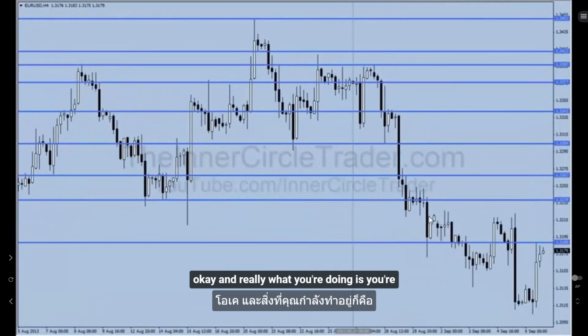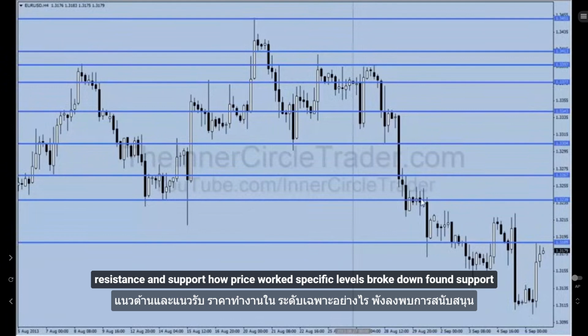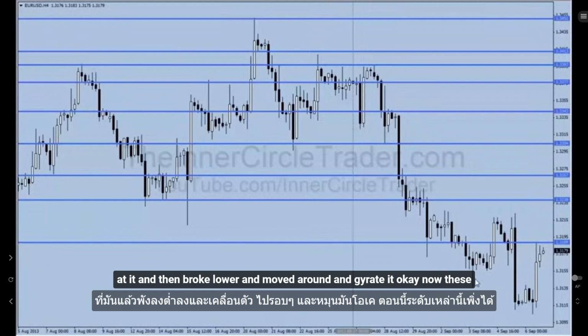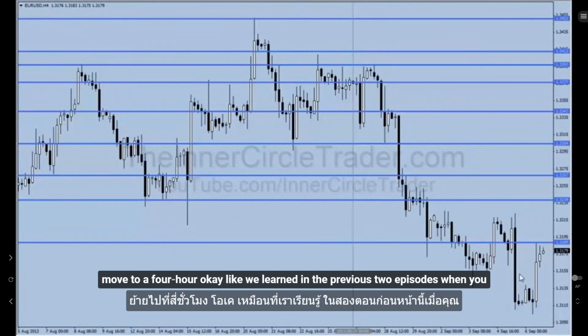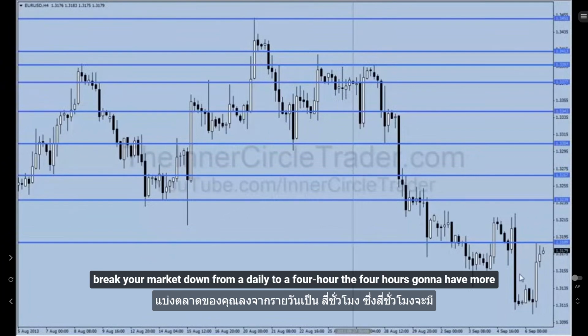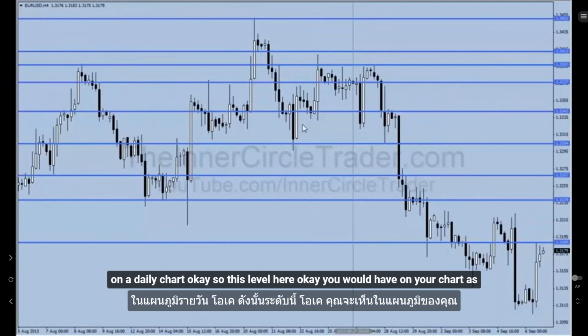Really what you're doing is looking at how price moved, reacted, traded down to and up to resistance and support, how price worked specific levels, broke down, found support at it, then broke lower and gyrated. Now these levels are established off of the daily time frame. When you move to a 4-hour, like we learned in the previous two episodes, when you break your market down from a daily to a 4-hour, the 4-hour is going to have more dynamic support and resistance levels that were not as clearly discernible as on the daily chart.